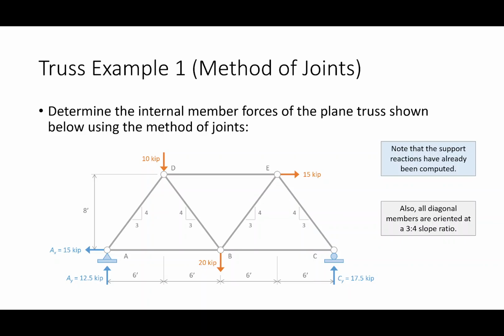Speaking of, let's go ahead and do one. I want to go through a couple things with this example before we start knocking it out. Let's take a look at what's going on here. I have a truss here. We're going to determine the internal forces in this truss utilizing the method of joints. There's a lot going on here, so let's take stock of what's here.